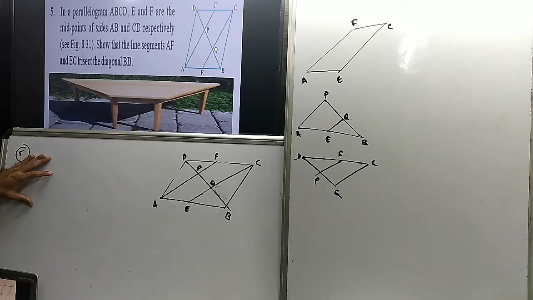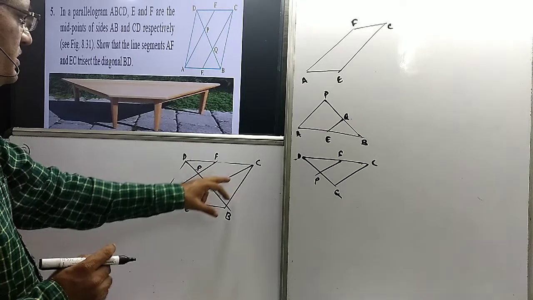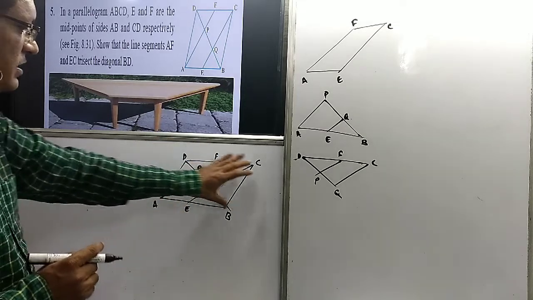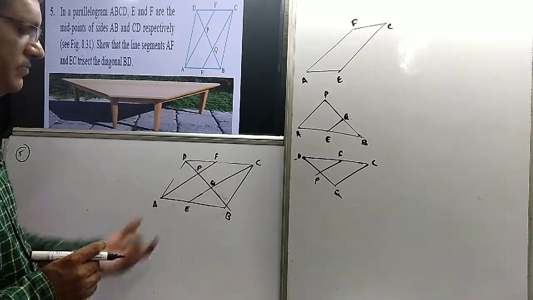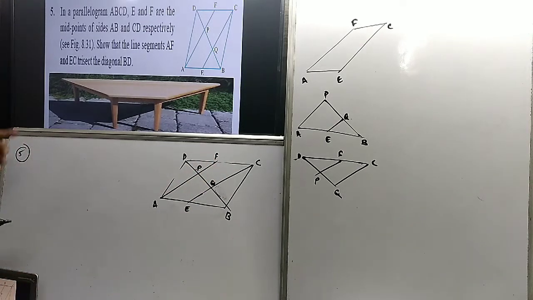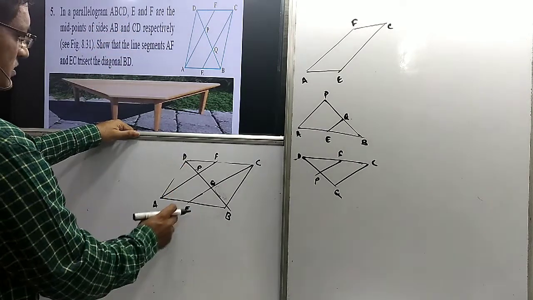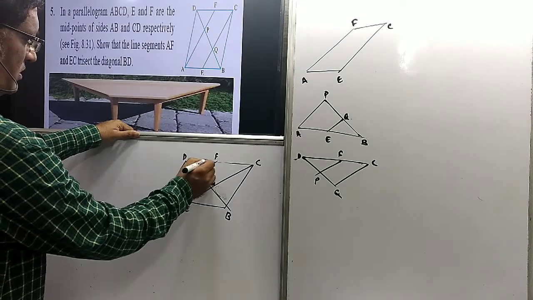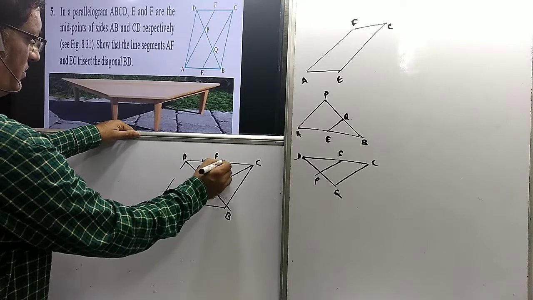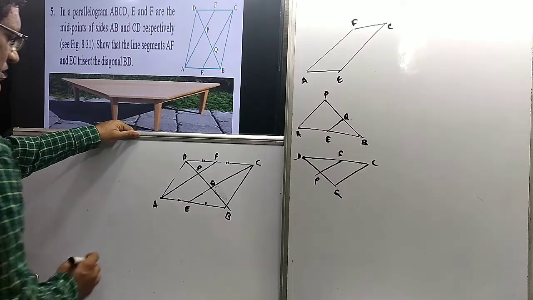Now let us do the fifth problem of this exercise 8.2. What is given in this problem? That ABCD is a parallelogram. ABCD is a parallelogram means AB is parallel to CD. This is what's given. E and F are the midpoints of sides AB and CD respectively, which means F is the midpoint of this side and E is the midpoint of this side. It is given in this problem.